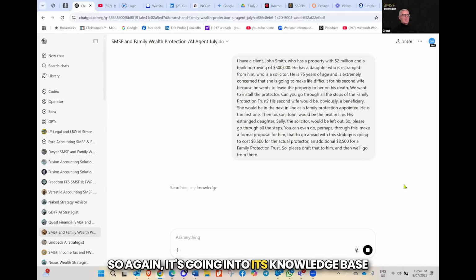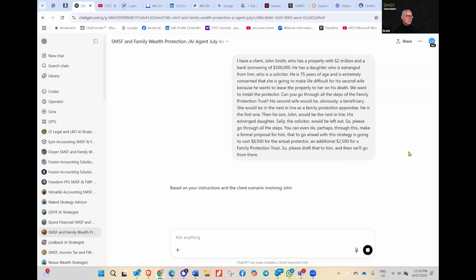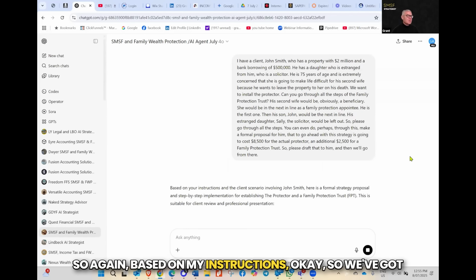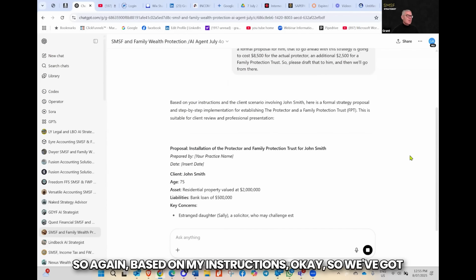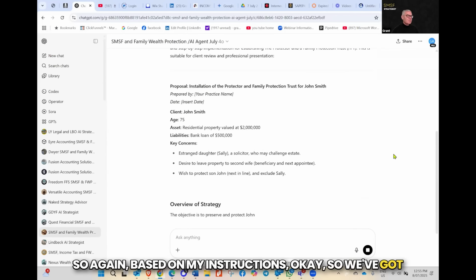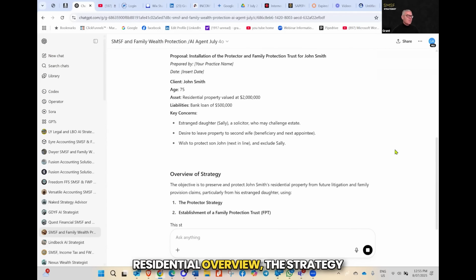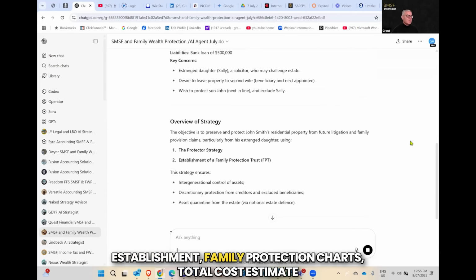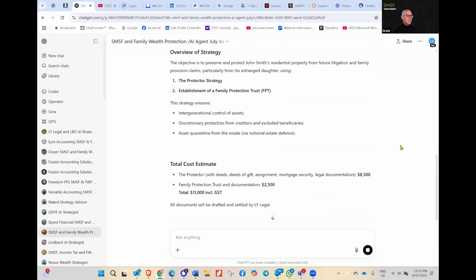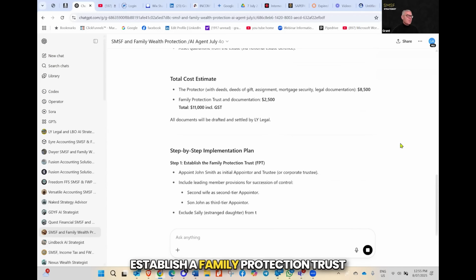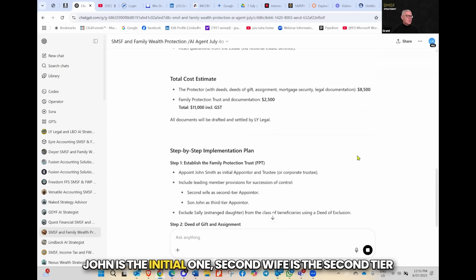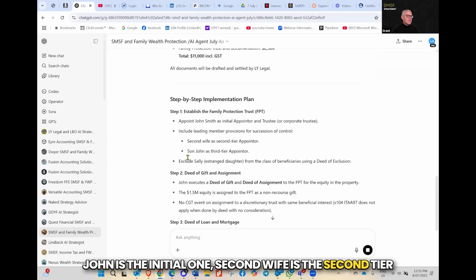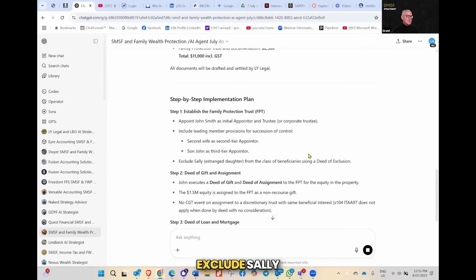So again, it's going into its knowledge base, it's going through the ID docs, and now it's going to come up with something based on my instructions. Okay, so I've got the overview, the strategy, establishing the family protection trust, and the total cost estimate. John is the initial one, the second wife is the second tier, so we'd have to exclude Sally.